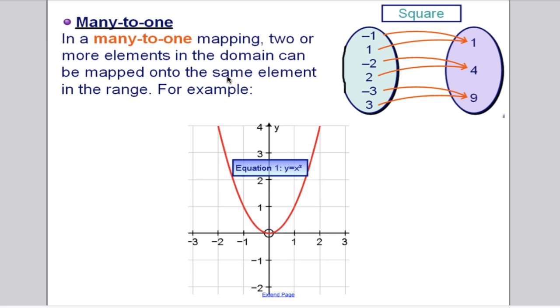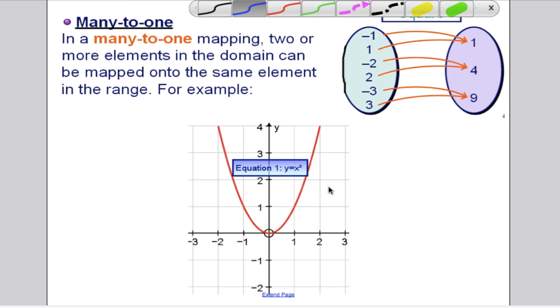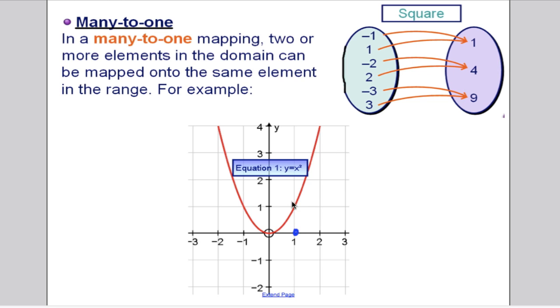Now, another type of mapping is many-to-one. And here's a picture of it. Okay, say the rule is square. Minus 1 and 1, both squared to 1. Minus 2 and 2, both squared to 4. Minus 3 and 3, both squared to 9. If I drew a picture of it, maybe the y equals x squared graph, which might represent this mapping, I put in the number 1 and I get 1 out. I put in the number minus 1, I get 1 out. So many inputs get you one particular output. So it's many-to-one.